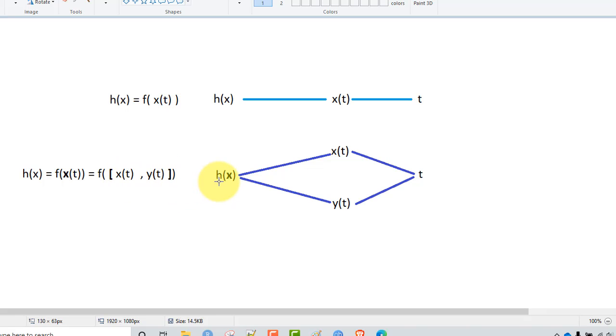So the picture looks like this. So you have h depends on a vector. In other words, it depends on two things, whereas here h only depended on one thing. So we have not a bold x here, but we have a bold x here to indicate that h depends on two things, or a vector. And then that vector, this bold x, is equal to this vector. So it has two components, x and t.